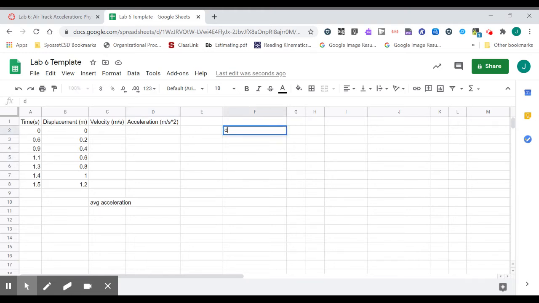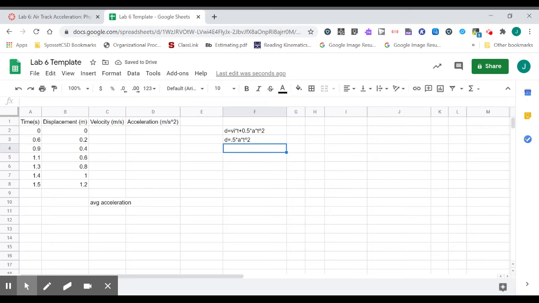Remember the equation d equals v initial times time plus 1/2 times a times t squared? Well, if we're starting from rest, we know that the initial velocity is 0, so that first term goes away. So we're just left with d equals 0.5 times a times t squared.